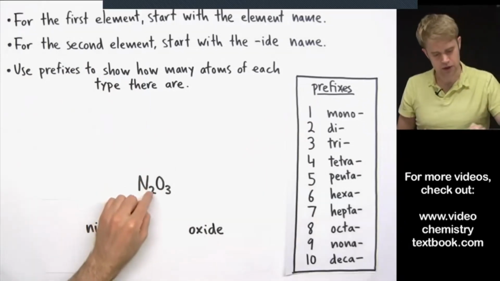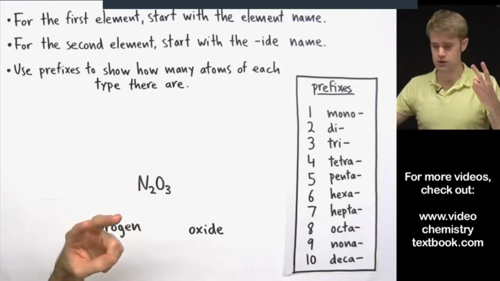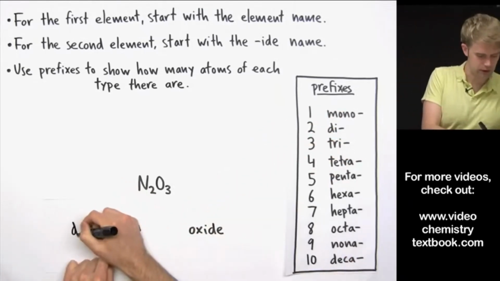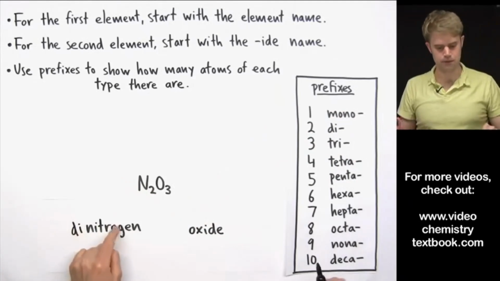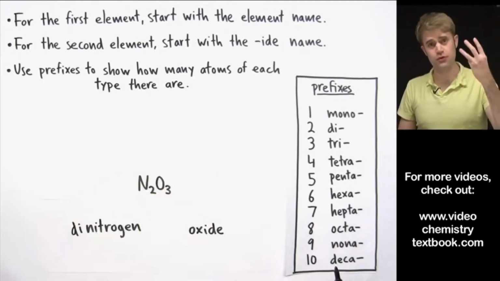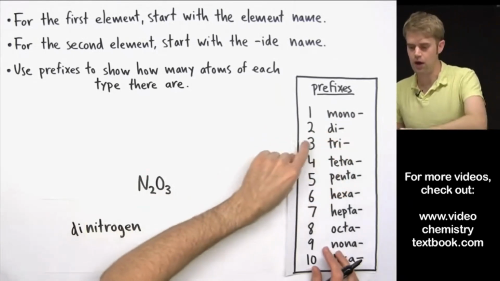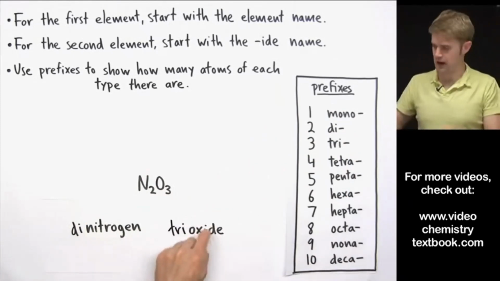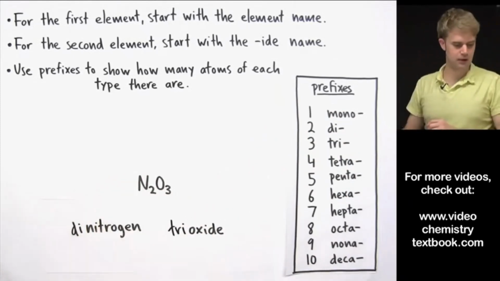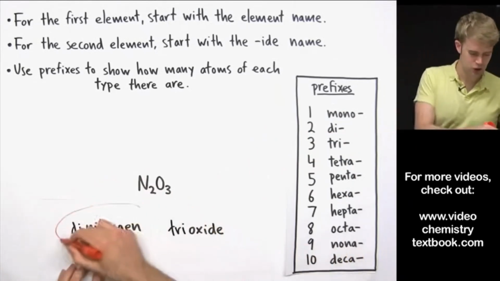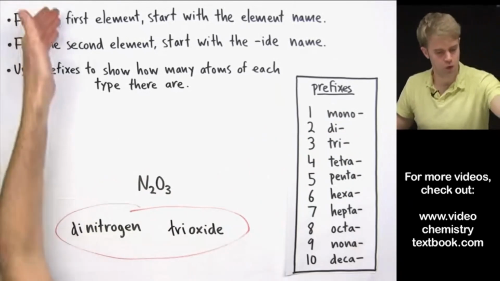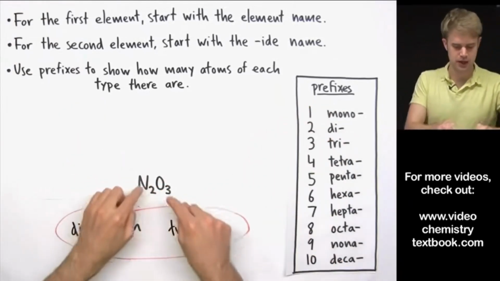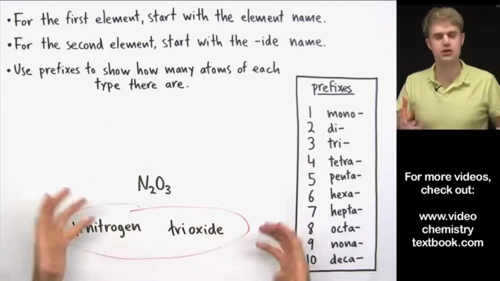So N2, we got 2 nitrogens, which means that we want to use this prefix for 2, di. So put that in front of the element name. Dinitrogen. Now O3, which means that we have 3 oxygens. So I'm going to use the prefix tri here and write that in front of oxide. And so the name for this compound is dinitrogen trioxide. We put the element name here, we put the IDE name here, and then we use the prefixes to indicate how many atoms of each type we had.